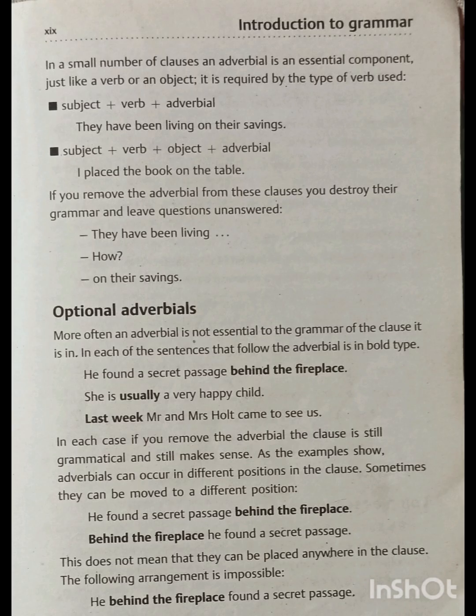Second, subject plus verb plus object plus adverbial. Now we see the second combination coming into play with an additional adverbial. I placed the book is perfectly alright. I is the subject, placed is the verb, the book is an object. So the adverbial is on the table. Now remember, an adverbial cannot be used singly. It has to be used within a sentence because it's a phrase. It is not a sentence.